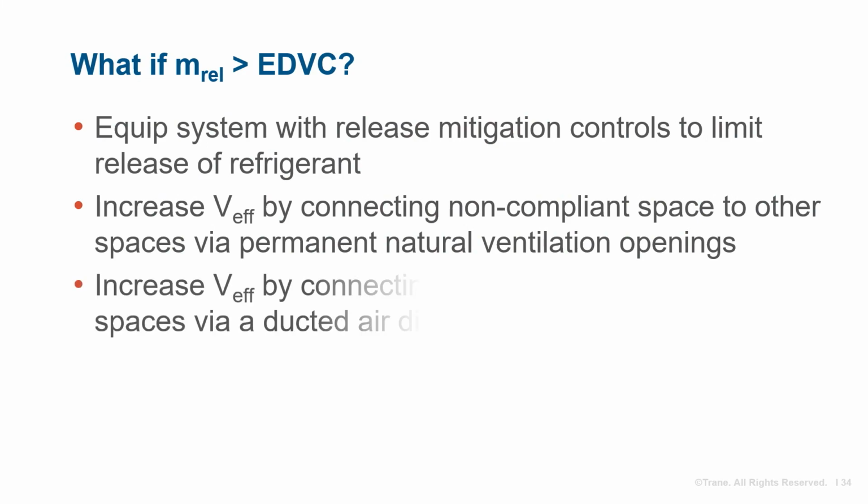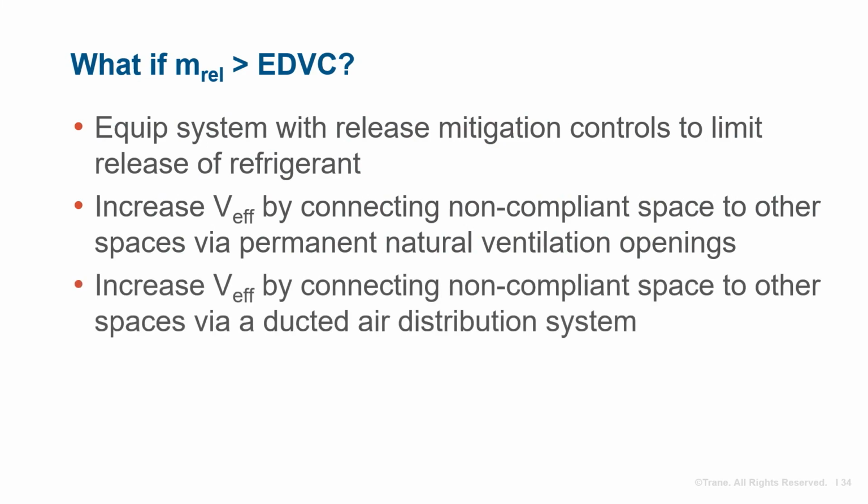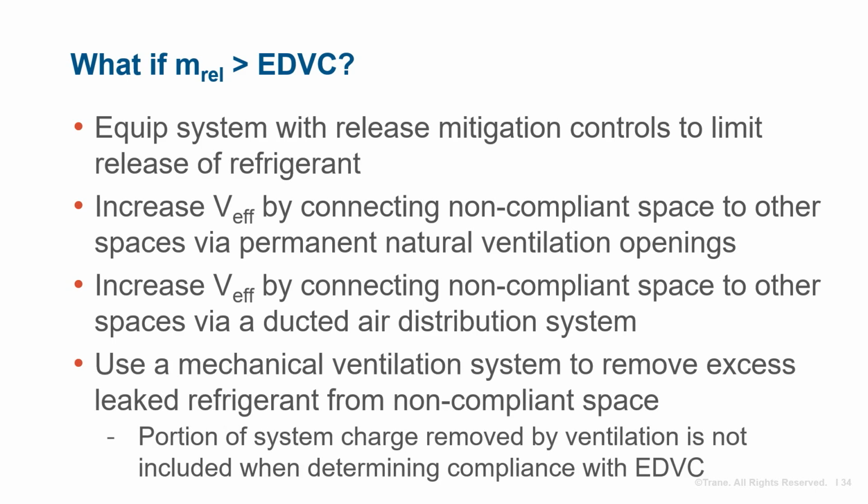Or the system could be modified with an air distribution system. This would increase the effective dispersal volume by connecting the non-compliant space to other spaces via the air distribution ductwork. Last, a mechanical ventilation system could remove excess leaked refrigerant from the non-compliant space. By using the mechanical ventilation to remove the refrigerant, this refrigerant is no longer included when determining compliance with the EDVC limit. We'll demonstrate these modifications when Chris goes through some examples later.